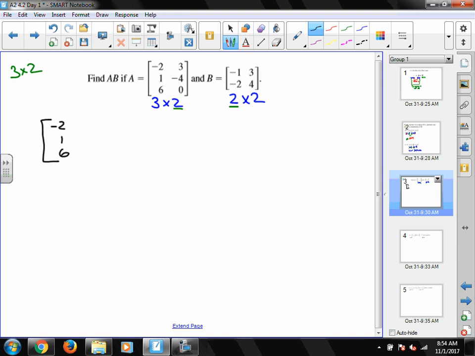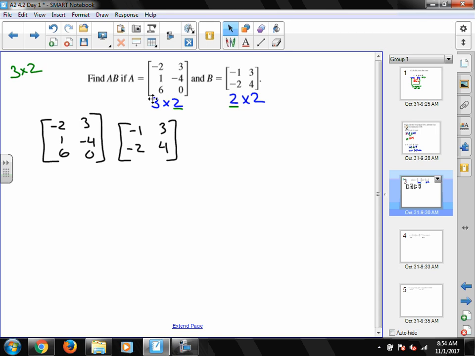2, 1, 6, and 3, negative 4, 0. I'm going to multiply this by negative 1, negative 2, 3, and 4.